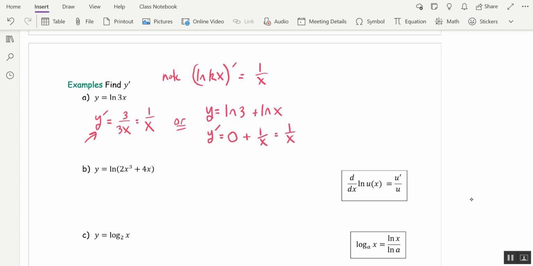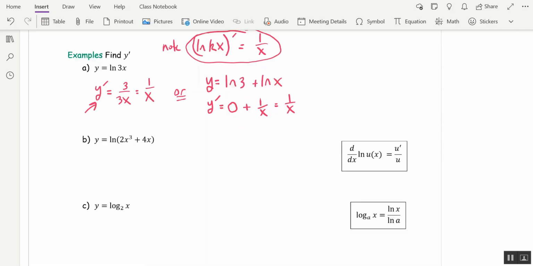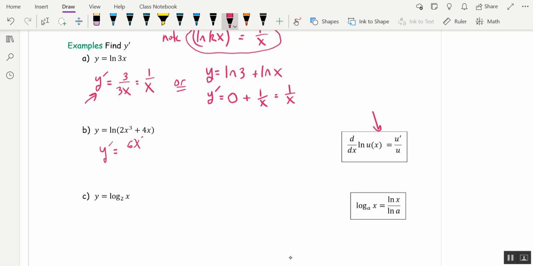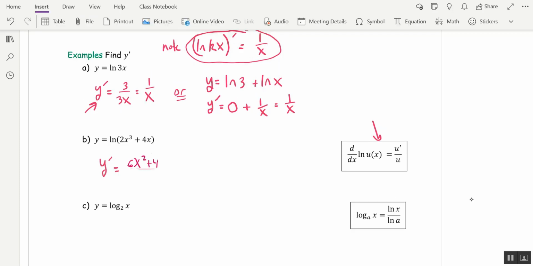You probably want to do it this way, and after a while, you'll get used to writing this formula down directly. Okay, next one, we've got ln of a function of x, so we want to use the formula over here in the box, u prime over u for the derivative. So y prime, on top I put u prime, 6x squared plus 4, and on the bottom I put u, which is the argument, 2x cubed plus 4x. Okay, so that's our y prime.